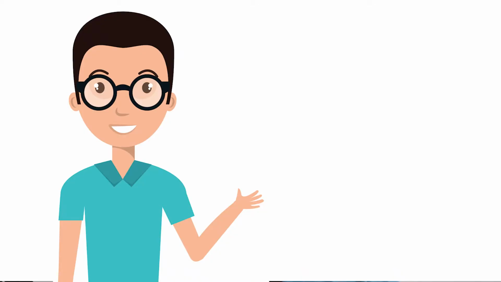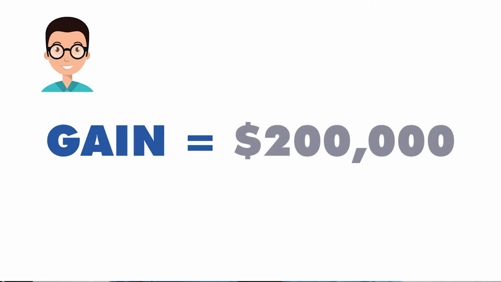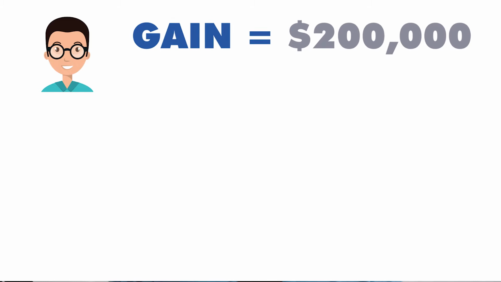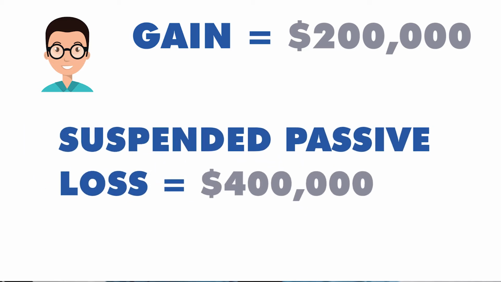But we started looking into his account. We started looking into his gain. He had about a $200,000 gain that he was rolling forward in a 1031 exchange. But what we also found by reviewing this specific form that we'll talk about in a second is that he had a $400,000 suspended passive loss that he was carrying forward from his prior years.